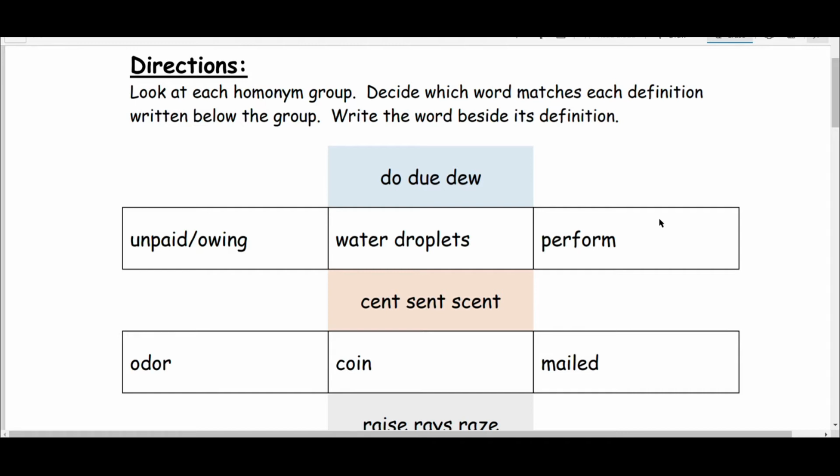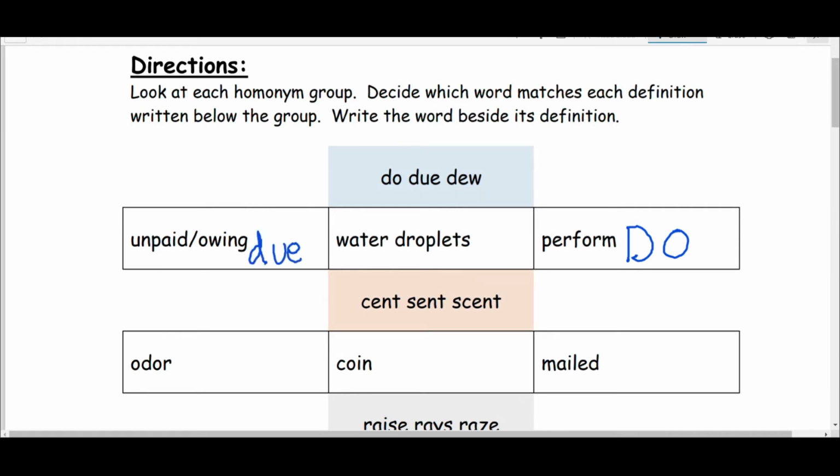Let's start with our first word. D-O do is to perform something, so that's where that word belongs. Now let's try D-U-E do. This word is the one that we use when things need to be turned in at a specific time. So this word belongs next to unpaid slash owing.